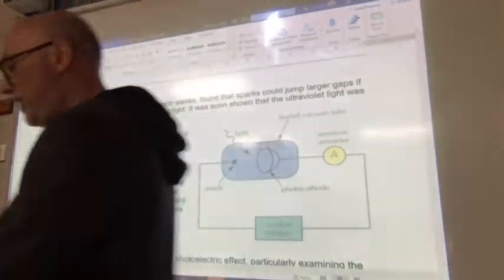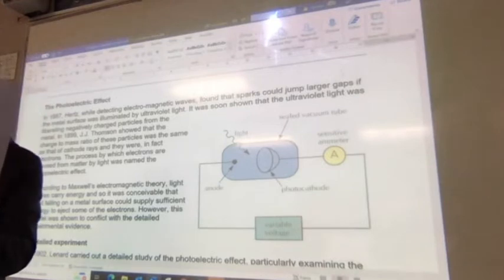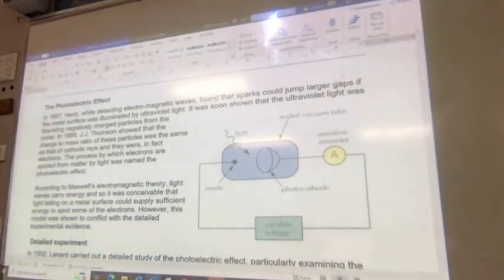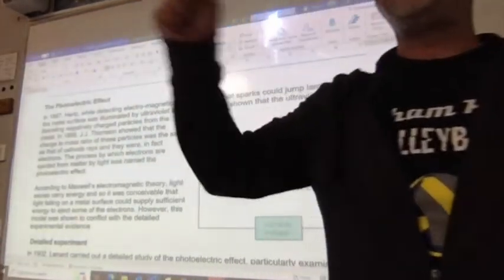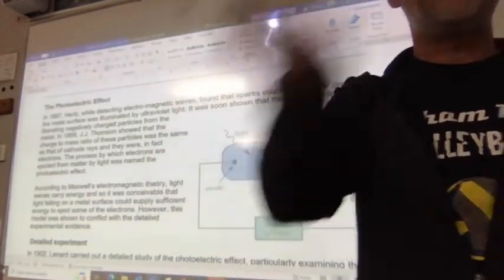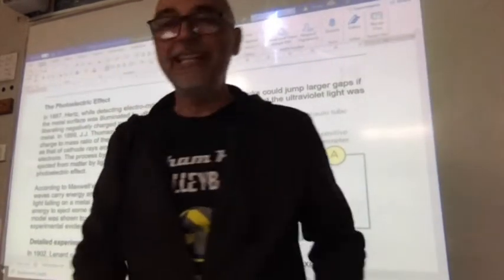So Maxwell basically showed that light carries energy, so it should be able to liberate particles from the metal. If light carries energy, then it should be able to rip electrons off a metal. That's what Maxwell showed. Then you've got Philip Leonard.